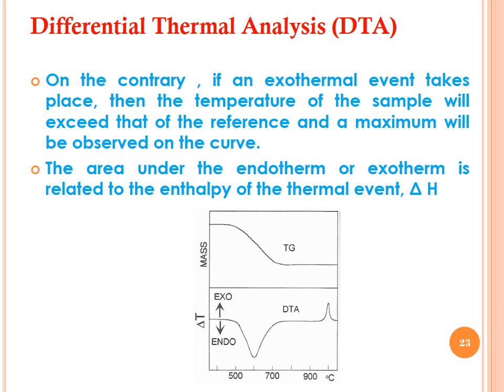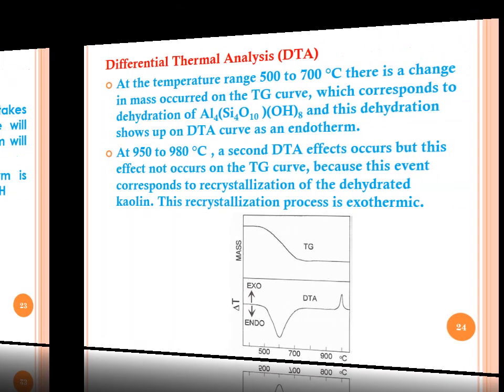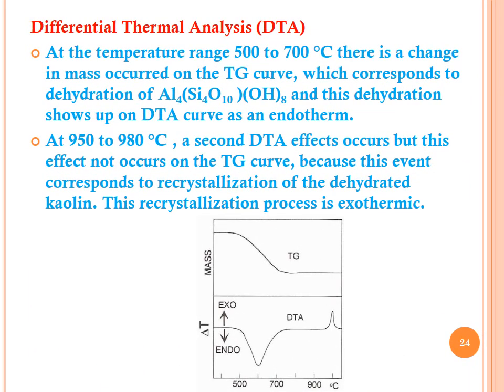For example, we have a graph that shows a TGA curve and a DTA curve. The area under the endothermic and exothermic peaks is related to the enthalpy of the thermal event, delta H. In the temperature range from 500 to 700, you can see from the figure that a change in mass occurs on the TGA curve, which corresponds to the dehydration of kaolin, and this dehydration shows up on the DTA curve as endothermic.